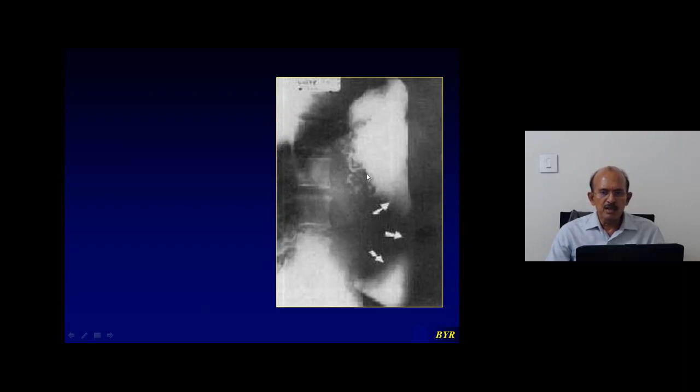But if some space occupying lesion is present behind the stomach, then what happens? The stomach will be displaced anteriorly. So the distance will be more. This is called the retrogastric space. So the retrogastric space is increased. So this indicates that there is a pseudocyst in the pancreas.